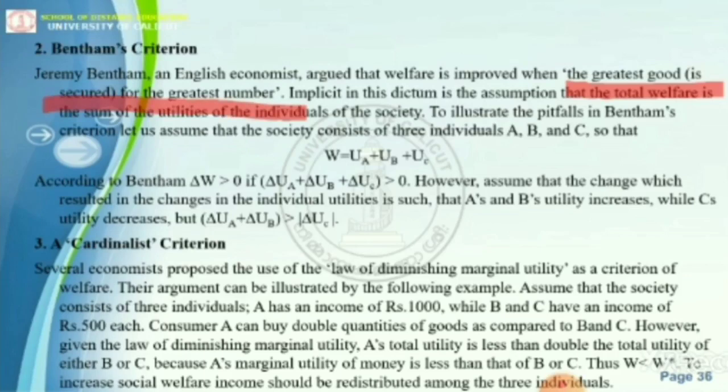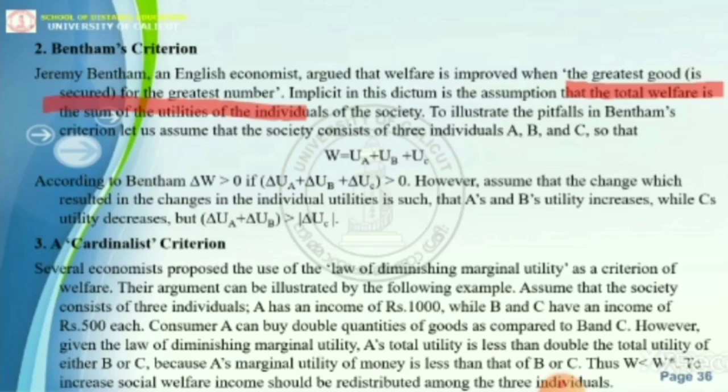To illustrate the pitfalls in Bentham's criterion, let us assume that the society consists of three individuals, A, B and C. So what will W be? Utility of A plus utility of B plus utility of C. According to Bentham, delta change in W is greater than 0. Change in W means we can move toward W star, as we said earlier. If so, it must be above zero, definitely there will be a change, if delta UA plus delta UB plus delta UC, that is, the change in the utility of individual A, individual B and individual C, must always be above zero.